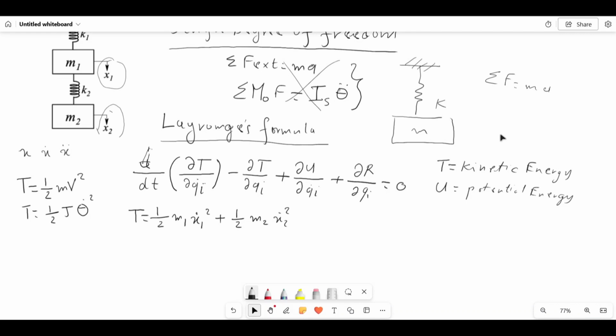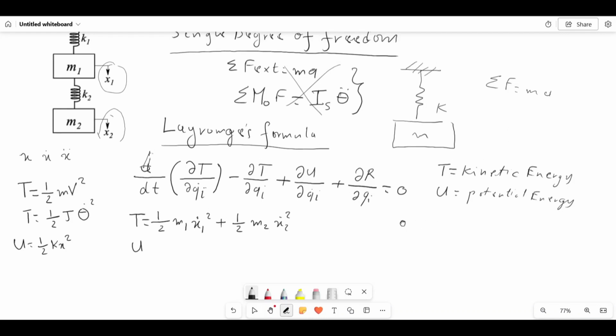Now, can we write the potential energy U? What is the formula of potential energy? The formula of U is simply half k x square. You know what k is? K is the spring constant. Now, how do we write the potential energy?